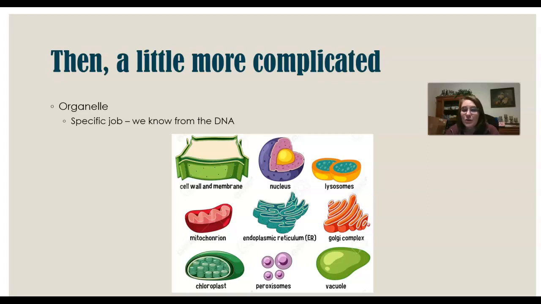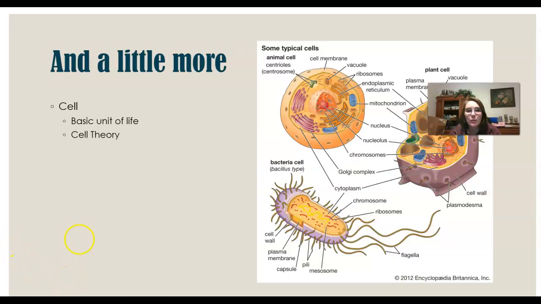Organelles know how to do their job from the DNA, so you wouldn't even be able to build organelles without the DNA's information. So organelles are a little more complicated than DNA because they take DNA and they do something with it. They get a little bit more complicated because now they're doing specialized jobs based on the directions in the DNA. Let's go to the next level. Just a little bit more complicated.